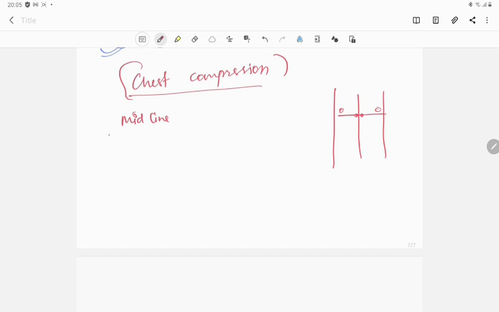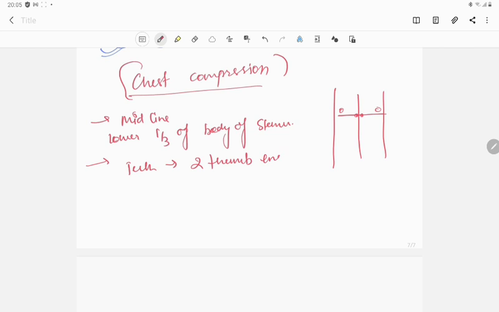Midline, lower 1/3 of body of sternum. This is the place where you do it. How do you do it? The technique is the two thumb encircling technique. This is how you do it, right?